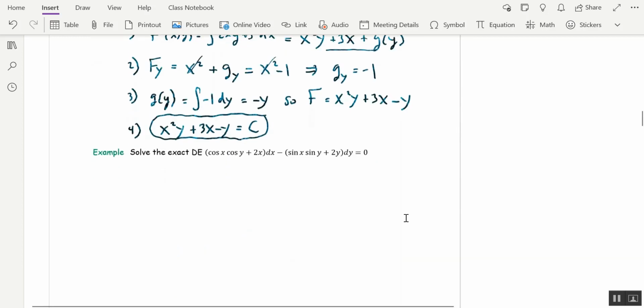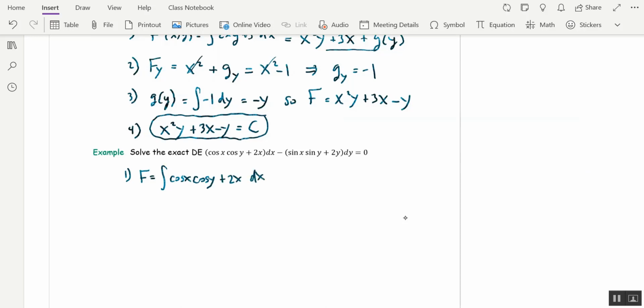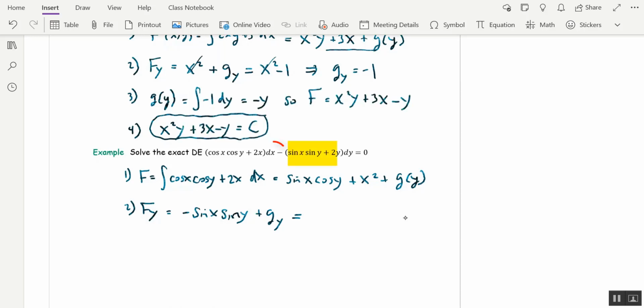Let's do another one. Once you do a bunch of these, the steps will just become natural and you won't even have to think about it. So step 1, big F is the integral of cos x cos y plus 2x dx. Okay, so this is just going to be sine x cos y plus x squared plus a constant g of y. All right, step 2, take the partial of that with respect to y. So f sub y is negative sine x sine y plus g sub y. And we're going to set that equal to n. Now be careful, n is not positive sine x sine y plus 2y. It's negative because there's a minus here. So n is negative sine x sine y minus 2y. So that tells me that g sub y is negative 2y.